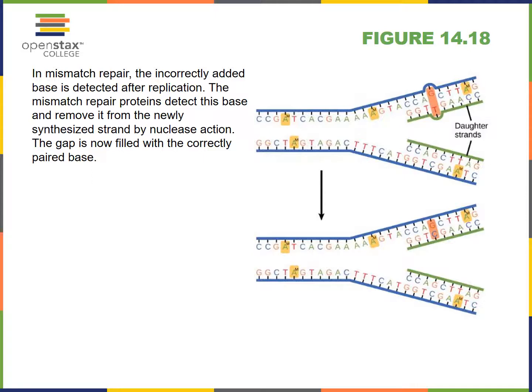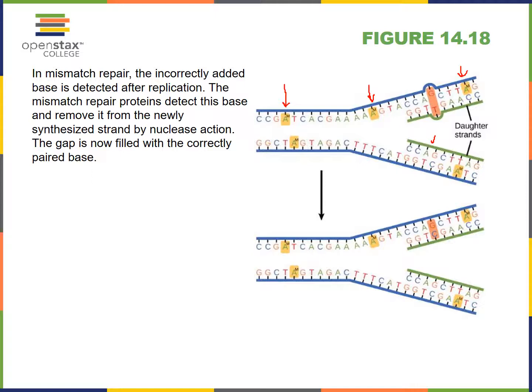Now, even though proofreading occurs, sometimes mismatches will be in the finished product. Now, there are some modifications that happen to adenine molecules after replication has occurred. So these modified adenines can tell your enzymes which strand is the old strand, the template strand, and which side is the new strand or the daughter strand.